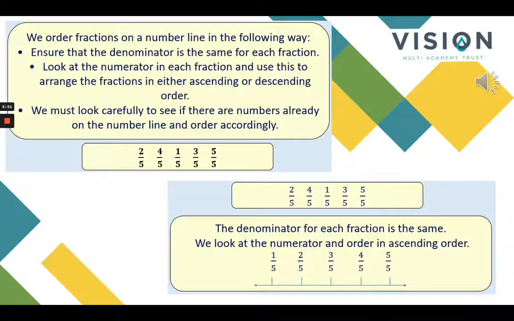We order fractions on a number line in the following way. Ensure that the denominator is the same for each fraction. Look at the numerator in each fraction and use this to arrange the fractions in either ascending or descending order. We must look carefully to see if there are any numbers already on the number line and order accordingly. For this example here, the denominator for each fraction is the same. We look at the numerator and order in ascending order.